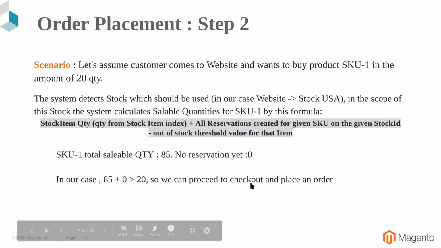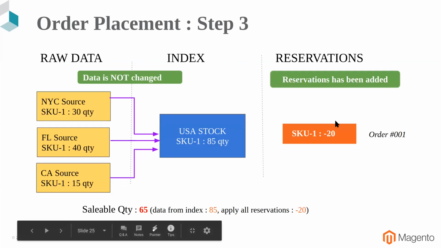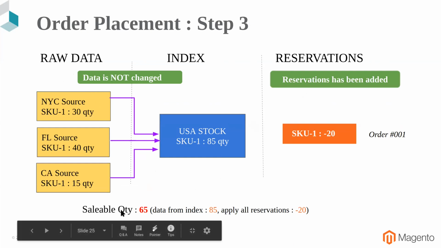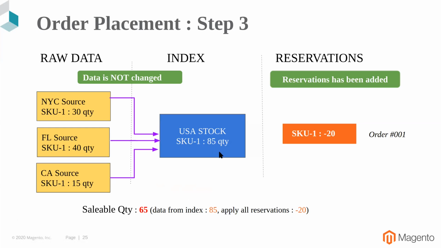So let's say he placed the order. What will happen? Here you can see one reservation entry has been added in the inventory_reservation table, that is minus 20. At this point, my actual stock table data has not changed yet. Even my source data is not updated. But my sellable quantity got updated in that grid, and that is provided from that Magento class. So you can see my data from the index is 85. Apply our reservation, so 85 plus minus 20, which is nothing but 65. So my total sellable quantity is 65, but my stock is not yet updated.